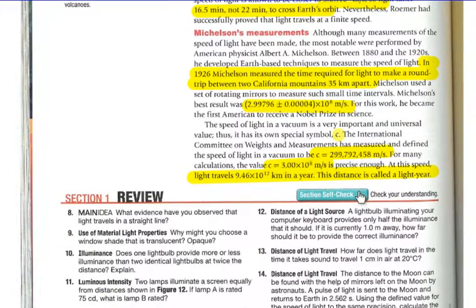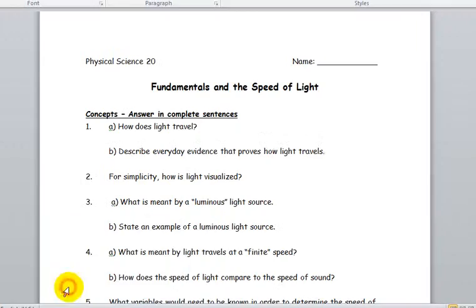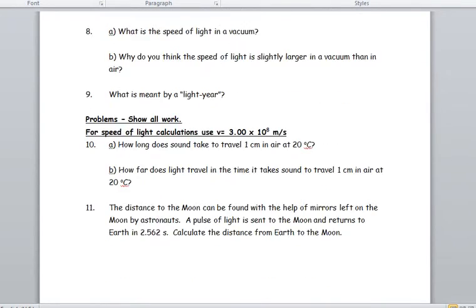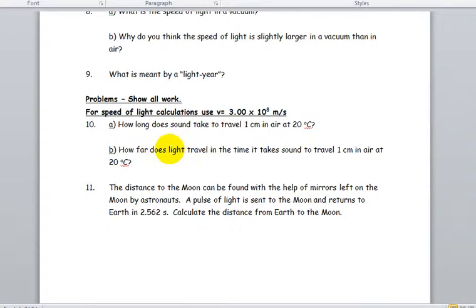Alright, so the questions I'd like you to work on for this, fundamentals of the speed of light. I think it's the last section in the booklet, and then there's a couple of speed of light questions here. Just simply using v equals distance over time should be enough for that.